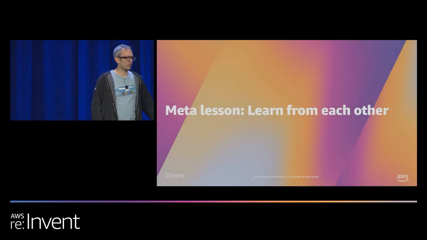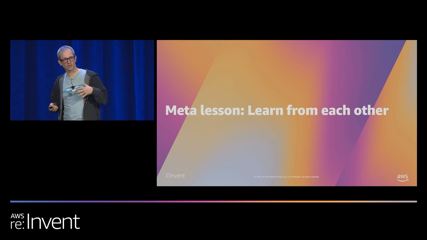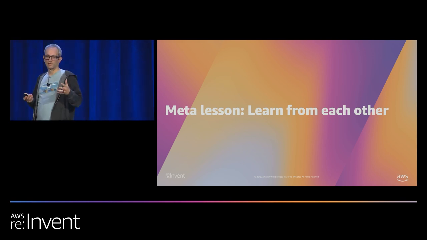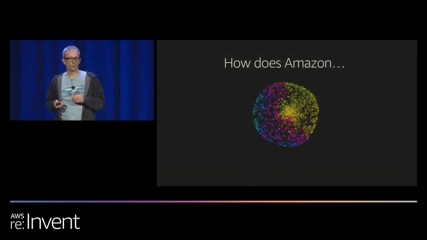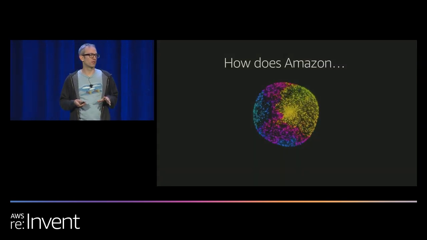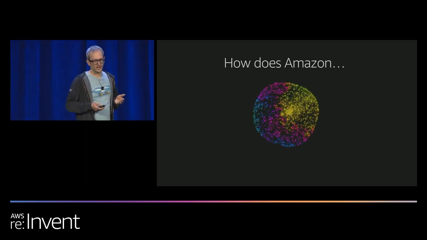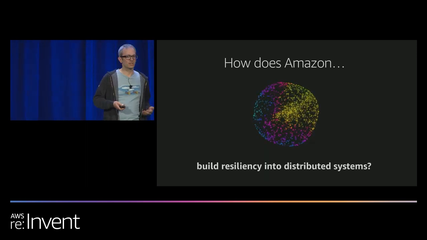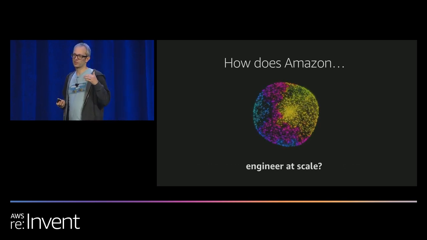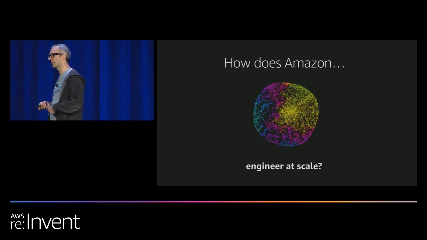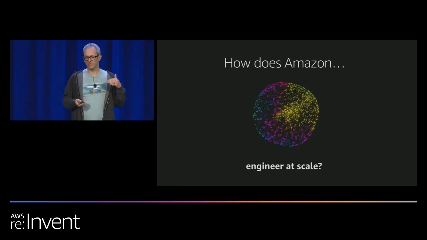All right, so finally, we're going to wrap up. Instead of a technical talk like we've been seeing before, we're going to get kind of meta and talk about how we learn and share these stories. One of the most common questions we hear from customers is, how does Amazon do things? How does Amazon build resilient distributed systems that scale? How do we approach DevOps and monitor and observe our systems? How do we deploy and scale as an organization?